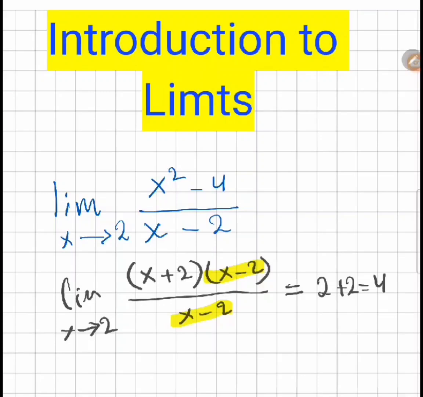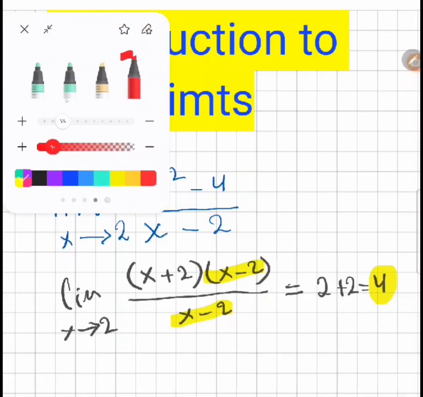So now all we need to do is find the limit as x approaches 2 of x plus 2. So now we can replace x with 2, and 2 plus 2 is 4. And so that's the limit. It approaches a value of 4.